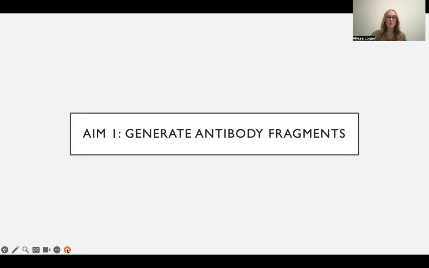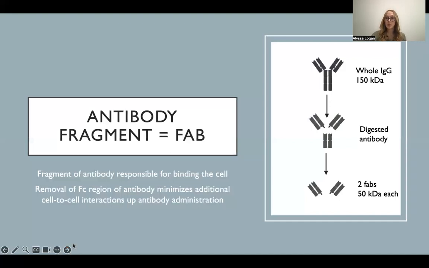For 8.1, I should start off by describing what an antibody fragment is, or a Fab, as I will refer to it from now on. An antibody has two arms responsible for cell binding, and each of these is an individual Fab. The third region is called the Fc portion, and it mediates nonspecific binding and cell-to-cell interactions. I don't want the cell-to-cell interactions in my observations, so I enzymatically digest the antibody and keep the two arms that are responsible for cell binding.